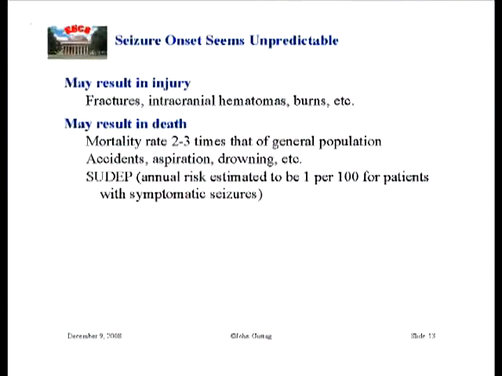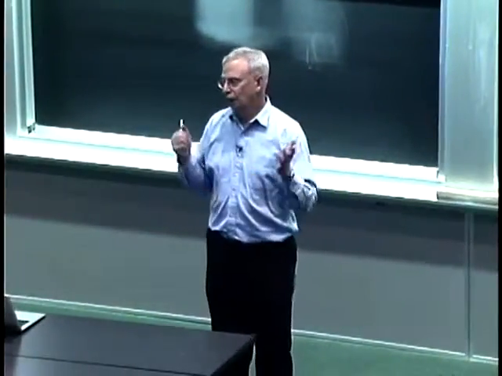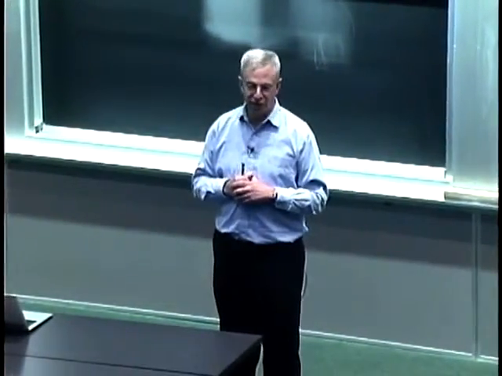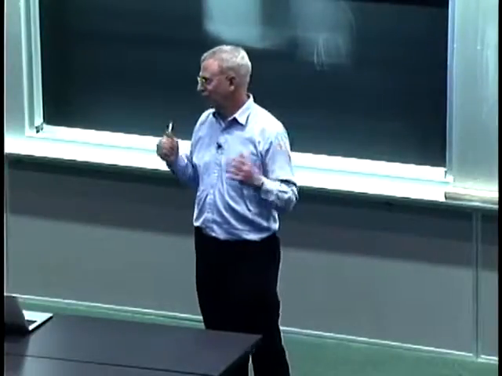Death is high, 2 to 3 times that of the general population, typically by accident related to the seizure. And then there's something called sudden unexplained death in epilepsy patients, or SUDEP, which is estimated to be 1 per 100 patients per year. They just will die and no one knows why. Frequently it will be at night while they're in bed, and a conjecture is they have a seizure and end up face down on a pillow, smother, that kind of thing.